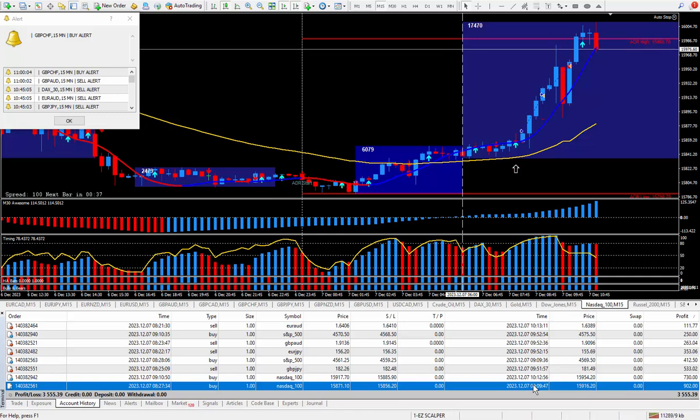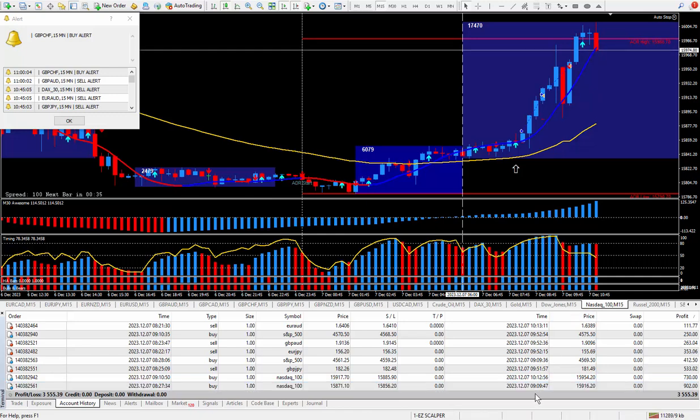So another great day of trading using my easy scalper. I knew it was going to be over 200. I added up all the pips and the ticks. Grand total came to 396. And all of those pips and ticks paid out $3,555.